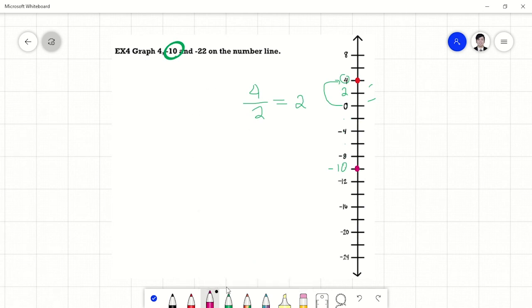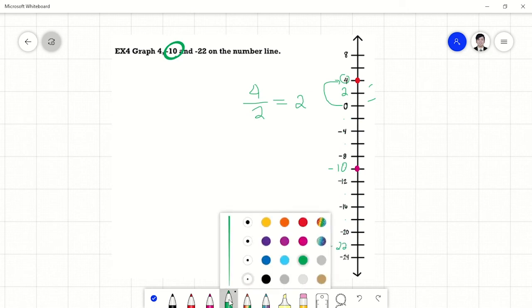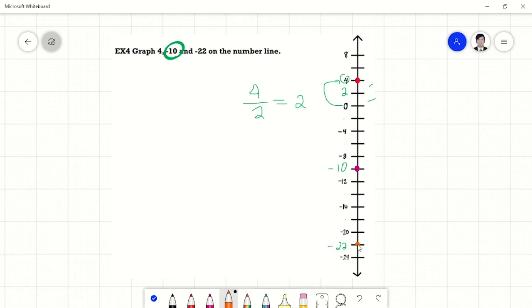Next is -22. So we just have to continue. -10, -12, -14, -16, -18, -20, and finally, -22. So, use a point as an indicator that this is now the location of -22.